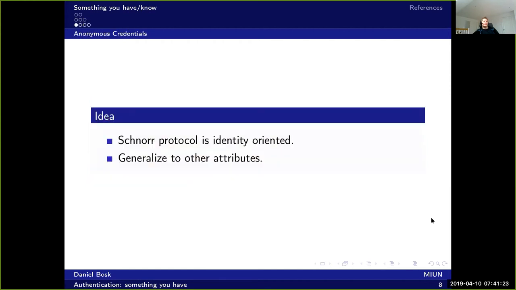So the last section here is anonymous credentials. So the idea here is that the Schnorr protocol is identity oriented. That's how it was presented. However, anonymous credentials are basically a generalization to include other attributes as well. And actually, the Schnorr protocol is a core component in how to construct these.